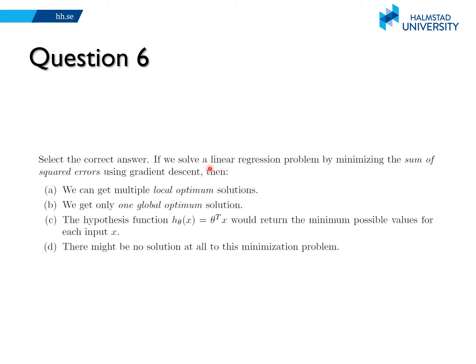Now, suppose that you want to solve a linear regression problem by minimizing the sum of the squared errors, right? So this is your cost function. And for example, let's say that you do that using gradient descent. So what is the correct answer among those?